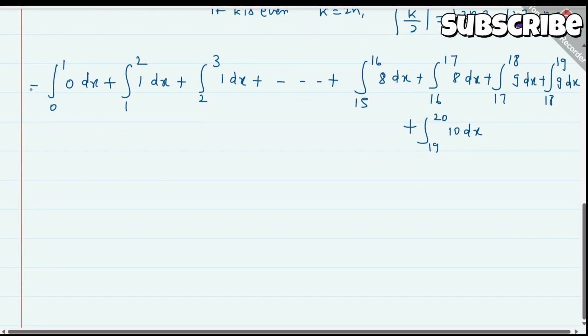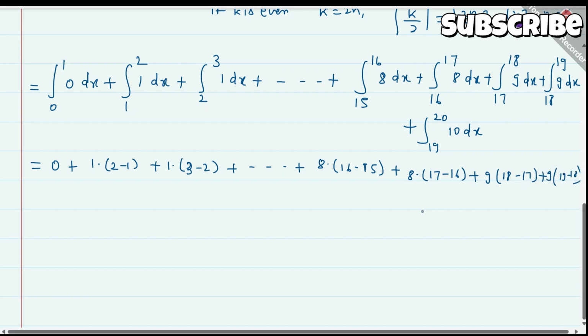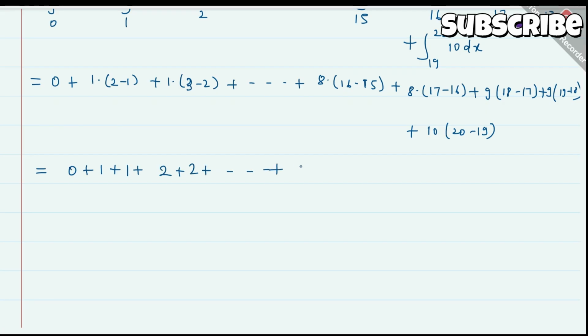So the value of this integral is 0, plus 1 times (2 minus 1), similarly 1 times (3 minus 2), and similarly 8 times (16 minus 15), and 8 times (17 minus 16), and 9 times (18 minus 17), and 9 times (19 minus 18), and 10 times (20 minus 19). After evaluating this, we obtain 0 plus 1 plus 1 plus 2 plus 2, and so on, plus 8 plus 8 plus 9 plus 9 plus 10.